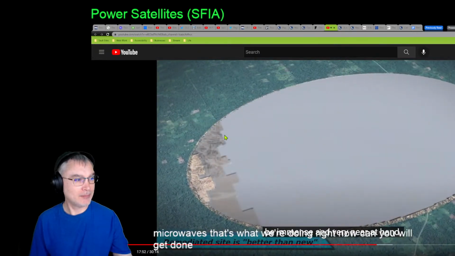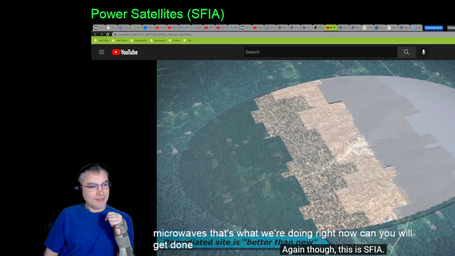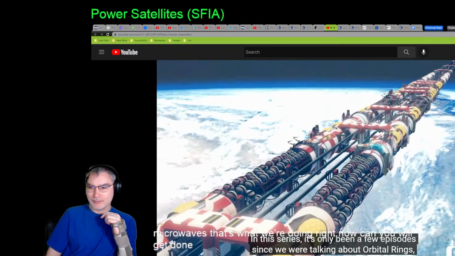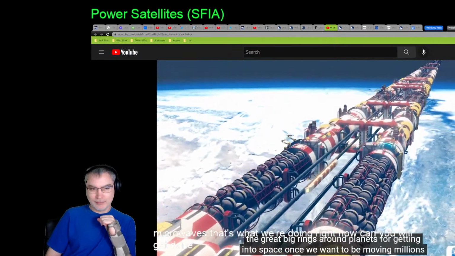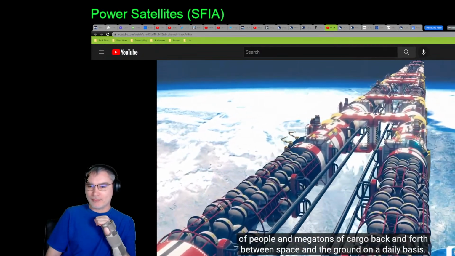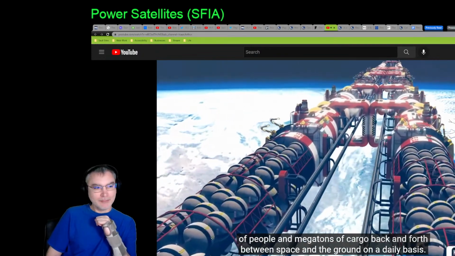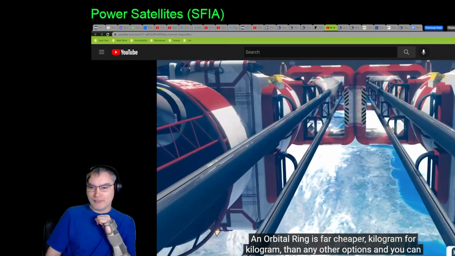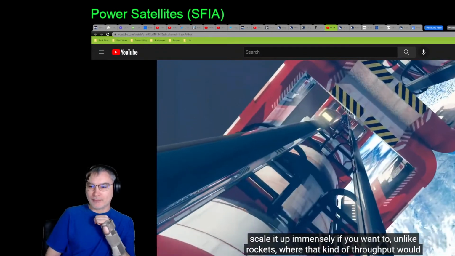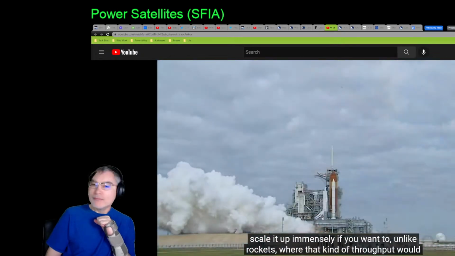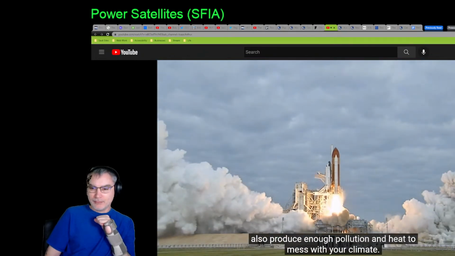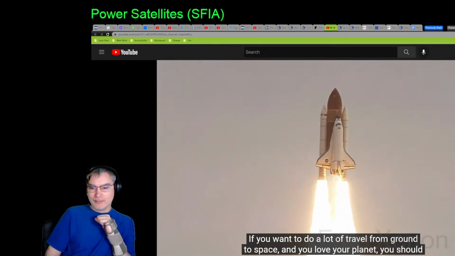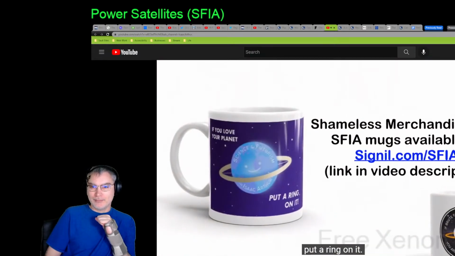Might be immense and very near at hand. Again though, this is SFIA. In this series, it's only been a few episodes since we were talking about orbital rings, the great big rings around planets for getting into space once we want to be moving millions of people and megatons of cargo back and forth between space and the ground on a daily basis. An orbital ring is far cheaper, kilogram for kilogram, than any other options, and you can scale it up immensely if you want to, unlike rockets, where that kind of throughput would also produce enough pollution and heat to mess with your climate. If you want to do a lot of travel from ground to space, and you love your planet, you should put a ring on it.